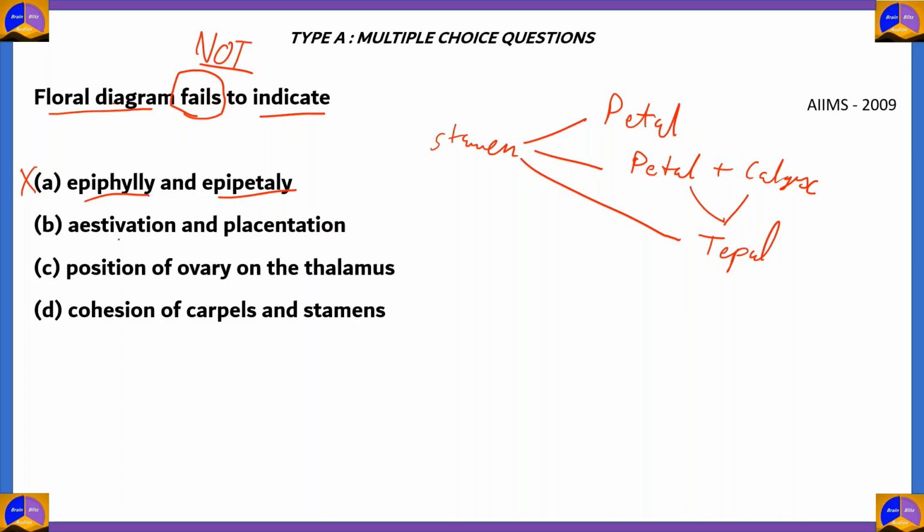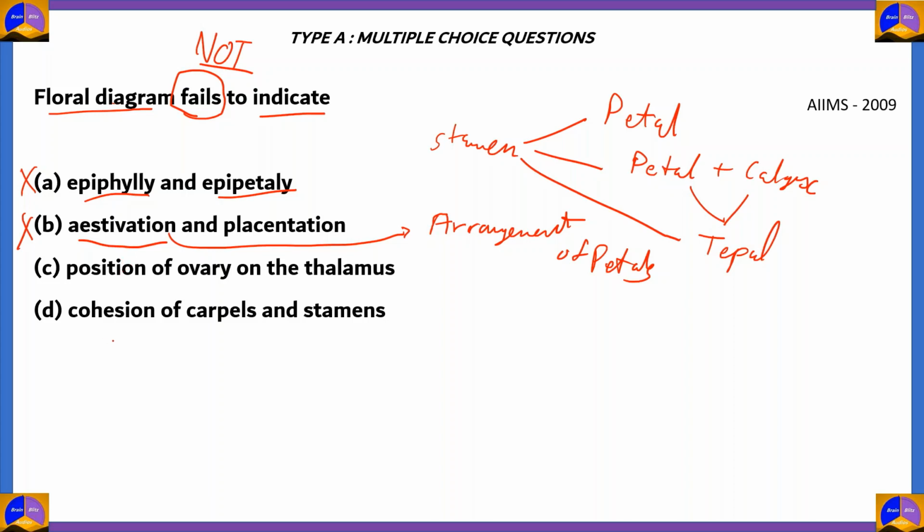Aestivation is a property of flowers which is mentioned in floral diagrams. So this deals with the arrangement of petals. So option B is incorrect.